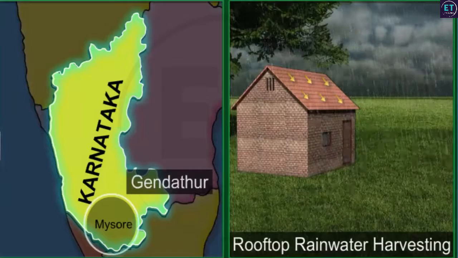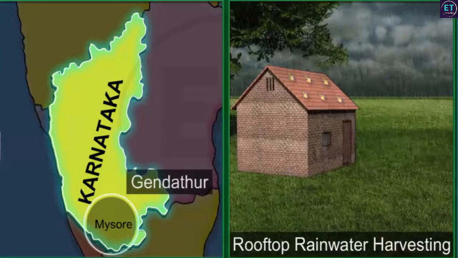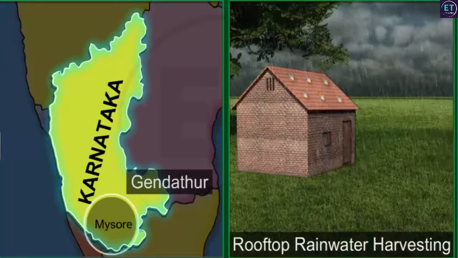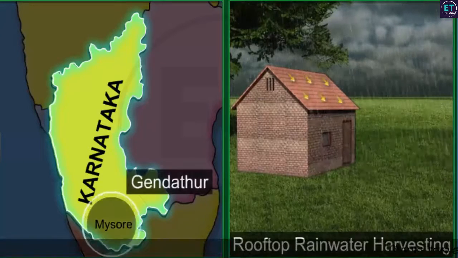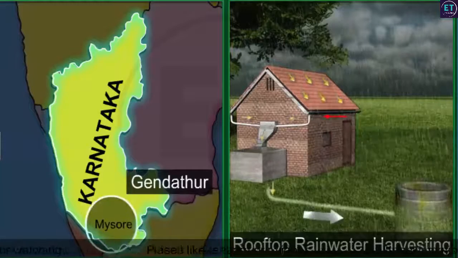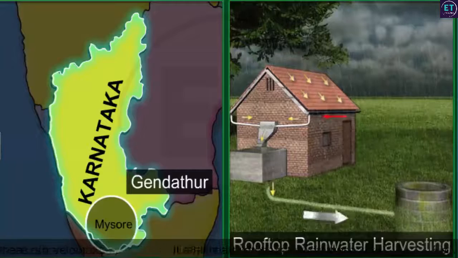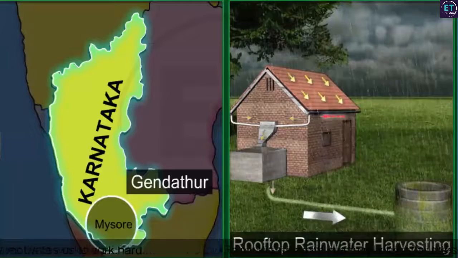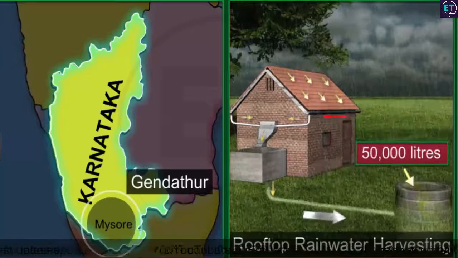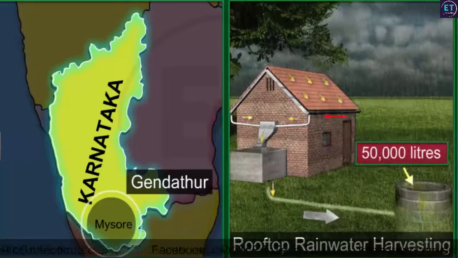Around 200 households in Gendatur, a small village in Mysore, Karnataka, have also adopted rooftop rainwater harvesting. At 80% collection efficiency, each household can collect 50,000 litres of rainwater every year for its use.